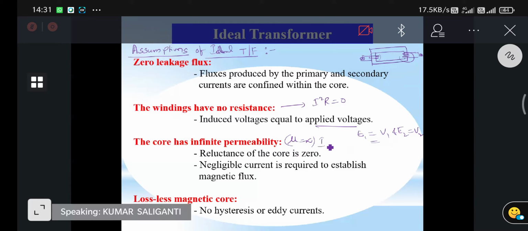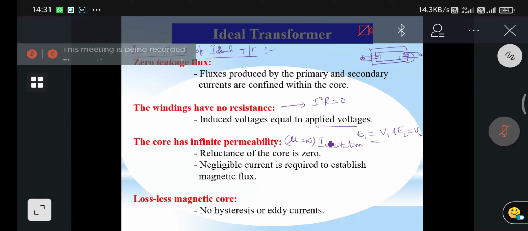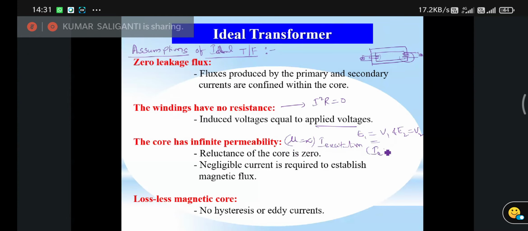So thereby the excitation current, also called the magnetizing component current, is equal to zero.